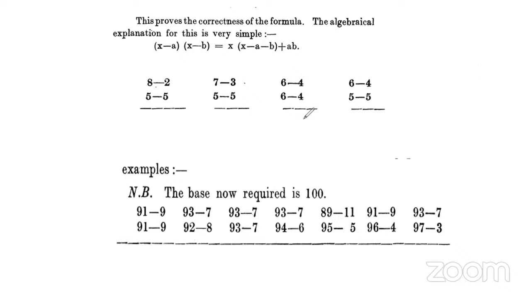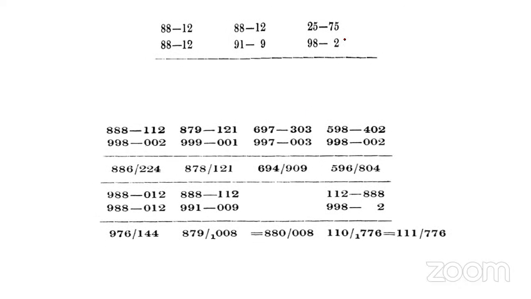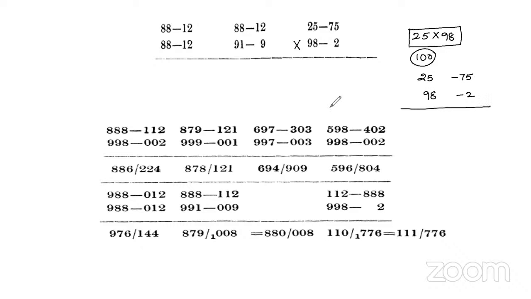Okay. Now let us see some more examples here. And again, here I am taking the carry part. Suppose here you see, let me take this example, that is 25 times 98. And here I took base as 100. Then 25 is minus 75, less than 100, and 98 is minus 2, less than 100. Am I right?